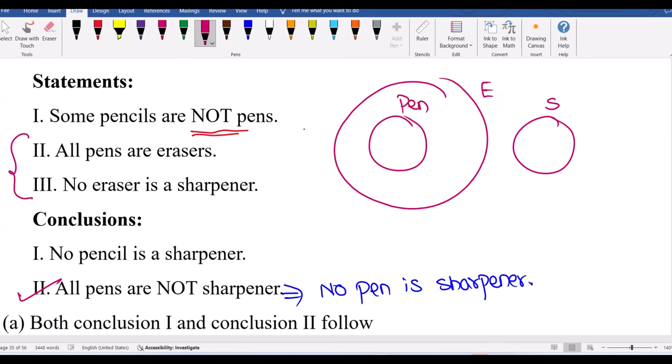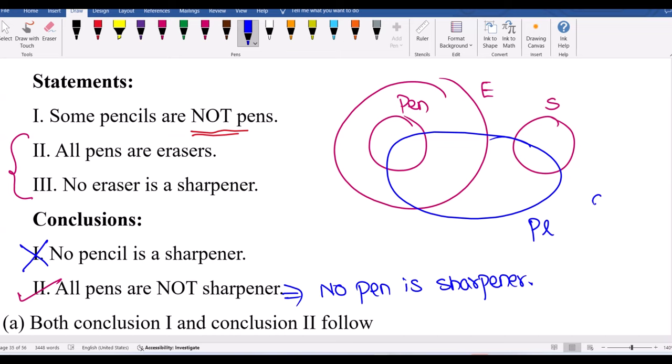Regarding pencil and sharpener, some pencils are not pens. I can draw like this. This is pencil, this is the pencil area, not in pens. But "no pencil is a sharpener" failed here. So this is wrong. So only the second follows.